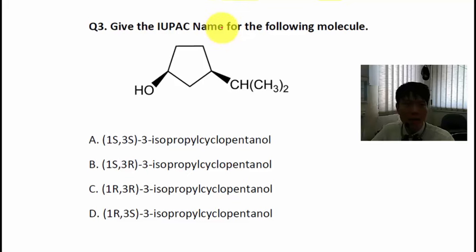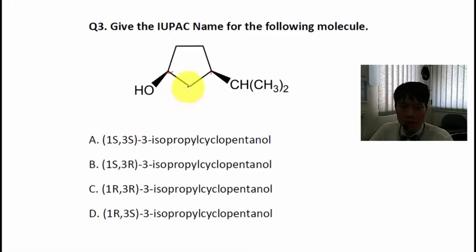Question 3. Give the IUPAC name for the following molecule. So again, using elimination, right? See the options here. They are all 3-isopropyl cyclopentanol. So there's nothing much to check about the name here except for the 2 chiral centers. Obviously, I'm testing you on this RS configuration, so let's check.